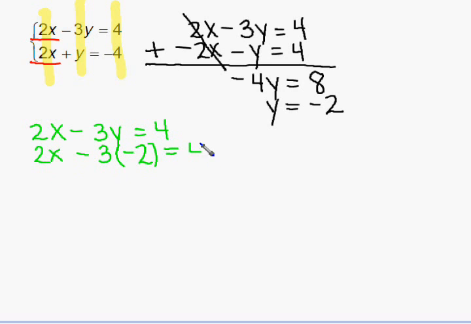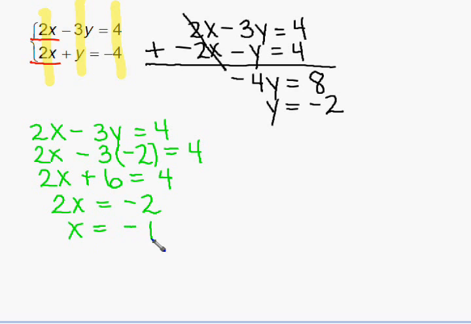So we're going to plug in that y is negative 2. Simplifying, negative 3 times negative 2 is a positive 6. We'll subtract 6 from both sides. That gives us 2x equals negative 2. And dividing by 2, we get that x is negative 1. So it appears our solution has an x-coordinate of negative 1 and a y-coordinate of negative 2.